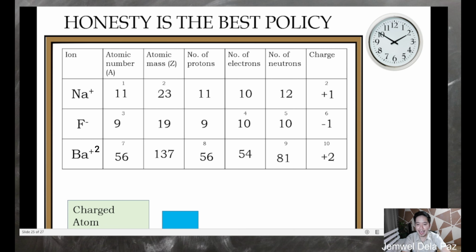And that is how we get and determine the number of subatomic particles of a charged atom or ions.